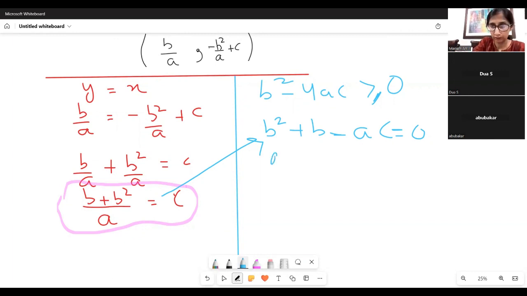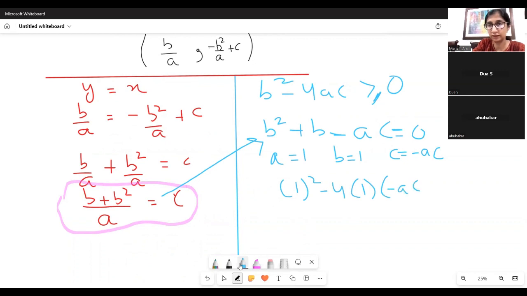So a is 1, b is also 1, and c is minus ac. So b will be equal to minus b, which is 1, plus minus square root of b square... Sorry, I had to do b square minus 4ac greater than or equal to 0. So b square is 1 square, minus 4 times a is 1 and c is minus ac, greater than or equal to 0. Rearrange this and we'll get the required form. Plus 4ac is greater than or equal to 0.